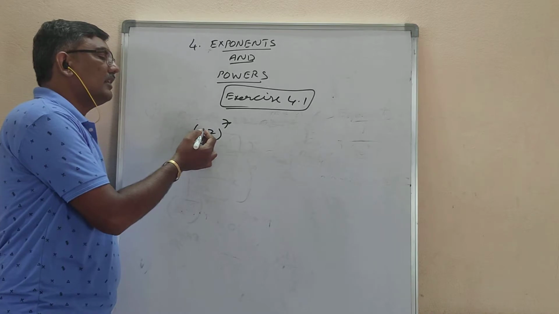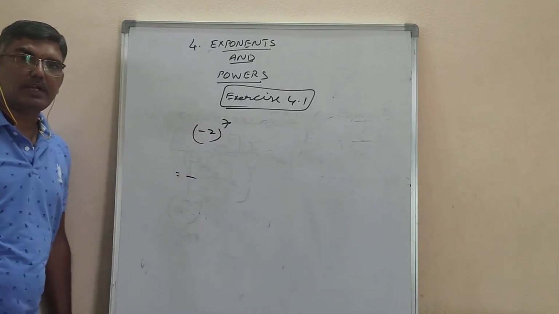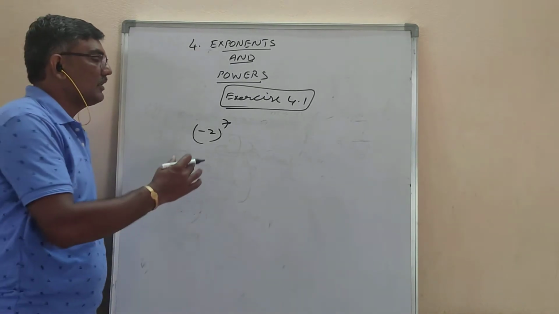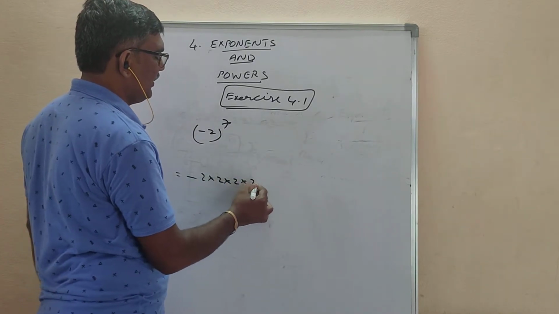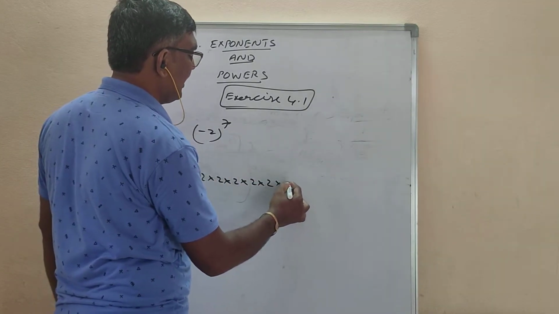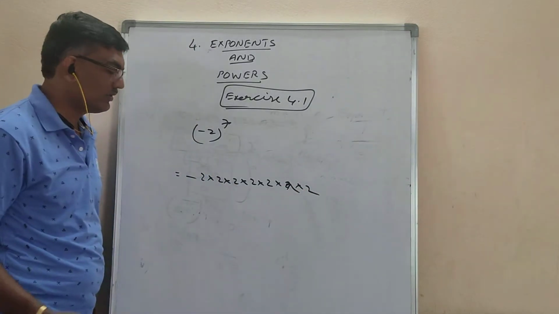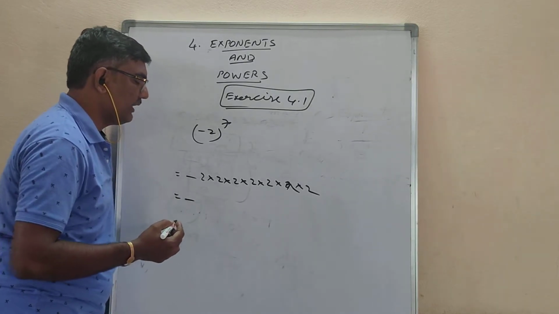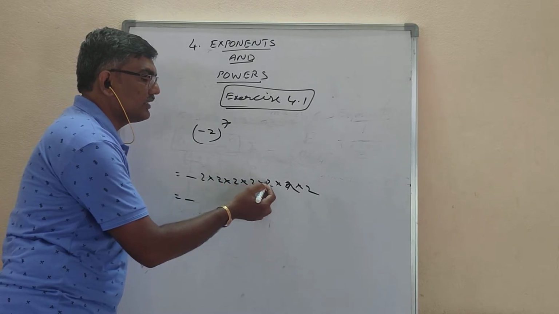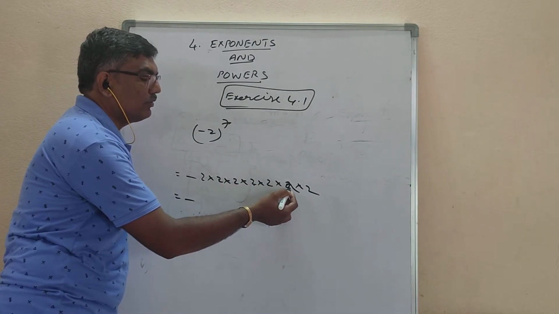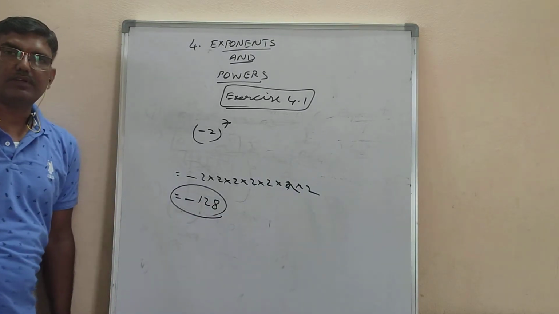If minus is there and the power is odd, in the answer you will get the minus symbol. Directly you can write the answer as minus. Next, 2 power 7 means 2 multiplied 7 times. The answer becomes minus, okay. 2 2s are 4, 4 2s are 8, 8 2s are 16, 16 2s are 32, 32 2s are 64, 64 2s are 128. So the answer is minus 128.